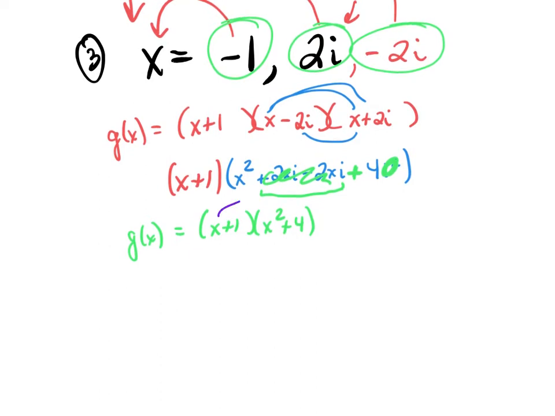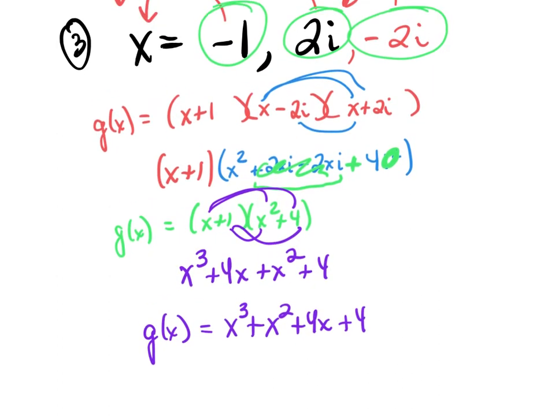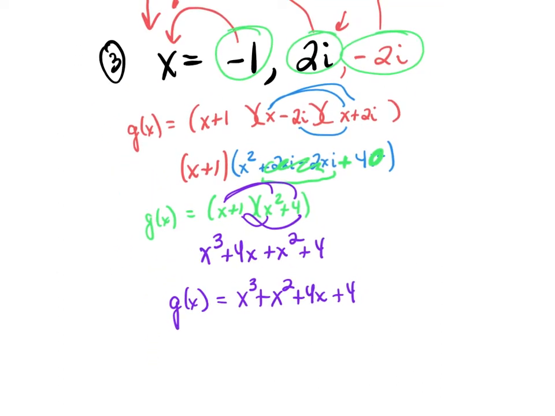So now I'm going to FOIL again. So I have x cubed. x times 4 is plus 4x. 1 times x squared is plus x squared. And 4 times 1 is 4. And then we just rewrite in standard form. So x cubed plus x squared plus 4x plus 4. And if you wanted to check yourself at this point, what could you do?